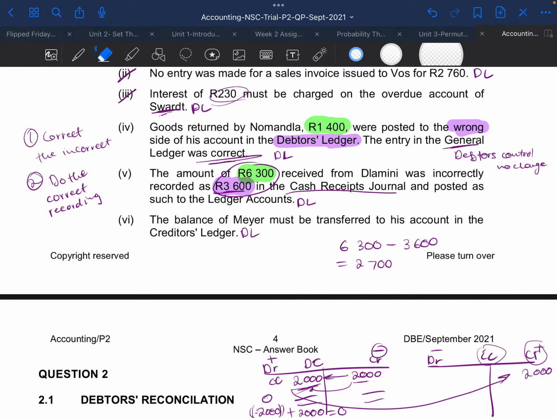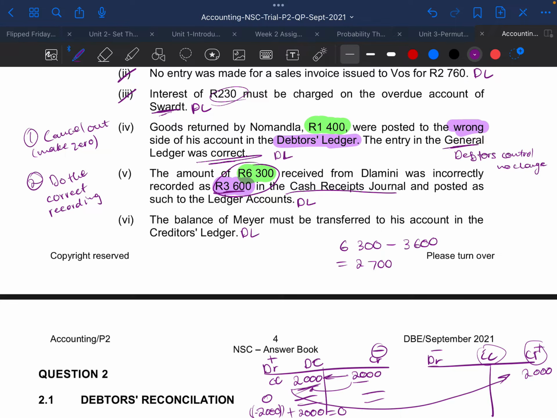Oh, I'm actually mismatching the two. So here you're supposed to cancel out, or to make 0. So the first one here, we are cancelling out the incorrect entry. Okay, please forgive me for that mistake there. We're cancelling out the incorrect entry. That's the first thing you need to do.